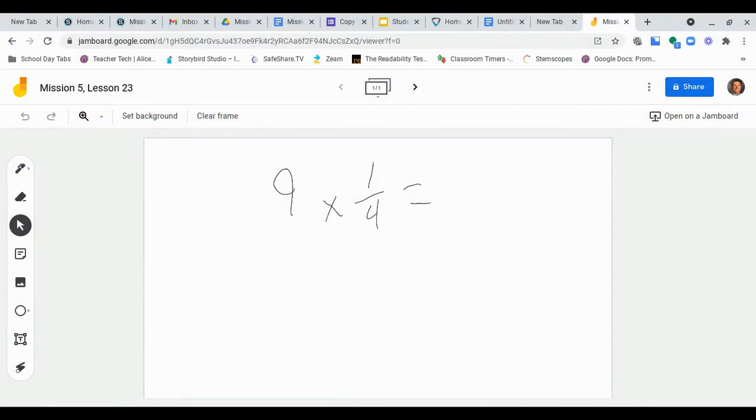9 times 1/4. This is an example of the type of equation we're talking about today and the type of equation that we are going to be able to solve when we are through with today's lesson. So notice we have a whole number, which is 9, and we are multiplying it times a fraction, which is 1/4. So 9 wholes times 1/4. For today's lesson, this is how we want to represent this.